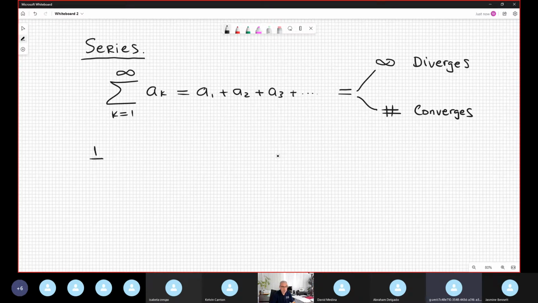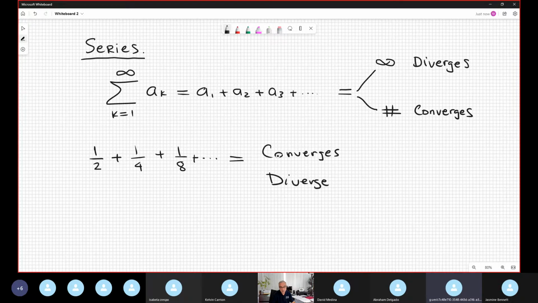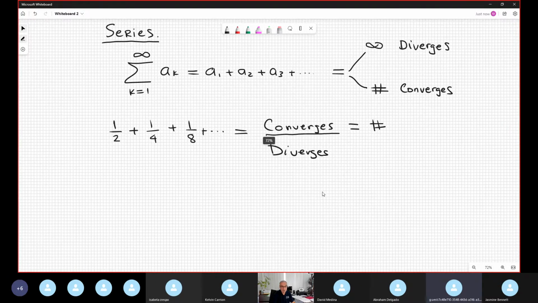Suppose the same example, 1/2 plus 1/4 plus 1/8, but suppose that this continues forever. So the challenge is, is this series converging or diverging? If the answer is infinity, it diverges. If the answer is a number, it converges. And in the best scenario, it can converge. At what number does it converge? This is challenging. You may say, I have no idea, totally lost. However, let me use intuition.